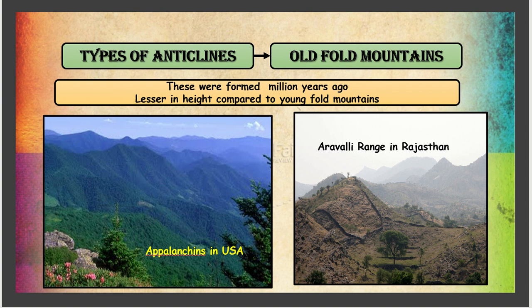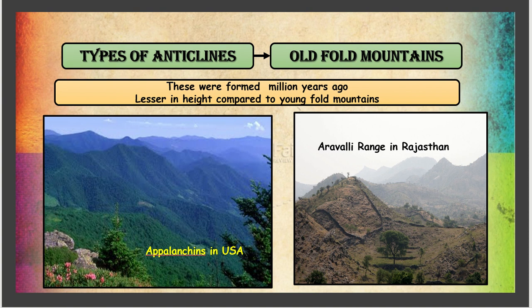Why is it so? We can have a comparison like this. Elderly people, maybe after 90 years, normally start bending, right? The backbone bends. So remember like this, the old fold mountains are lesser in height because they are exposed to the outside weather conditions and factors. Example, Appalachians in US, Aravalli ranges in Rajasthan.